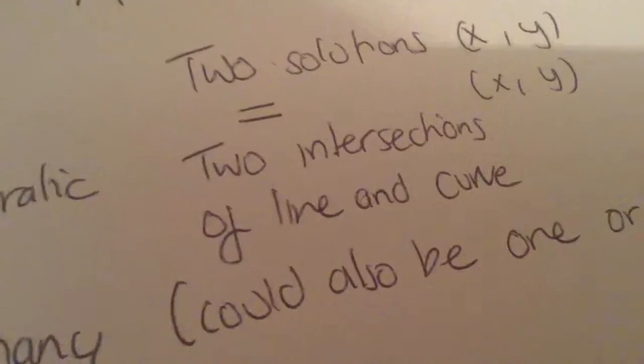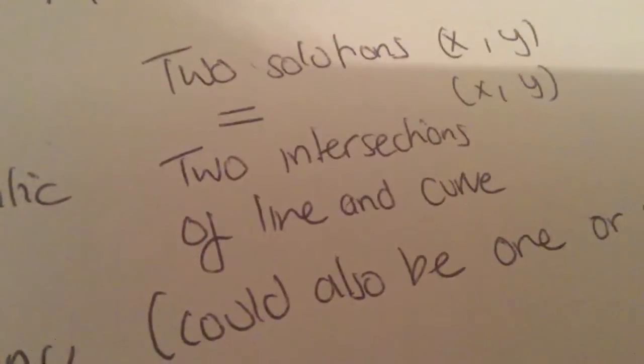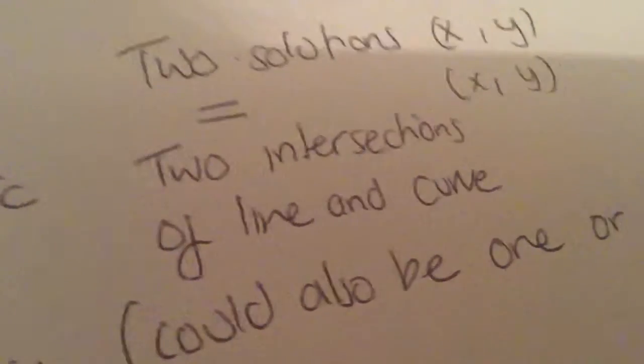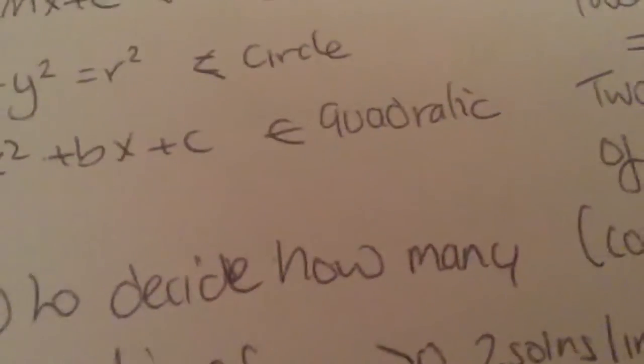Generally there are up to 2 solutions. If there's 2 solutions, that also means that if you drew the graphs, there'll be 2 intersections. Same, it could be 1, it could also be none. Those things are things that could happen.